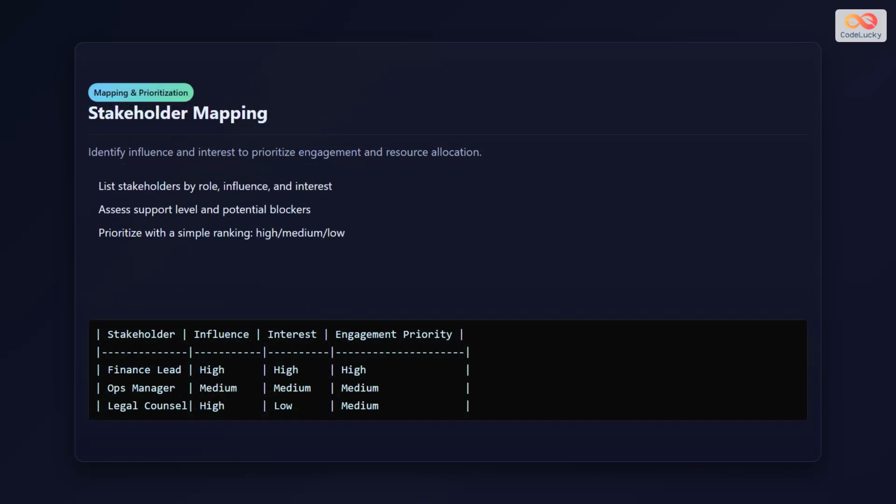The Power Interest Grid is a simple but powerful tool for mapping stakeholders. On one axis, you measure their power or influence over your project. On the other, you measure their level of interest. This creates 4 quadrants. High power, high interest stakeholders are your key players and need constant engagement. High power, low interest stakeholders require regular updates to keep them satisfied. High interest, low power stakeholders should be kept informed and supported. Low power, low interest stakeholders need minimal communication. Use this framework to determine how much attention each stakeholder deserves and how to communicate with them effectively.